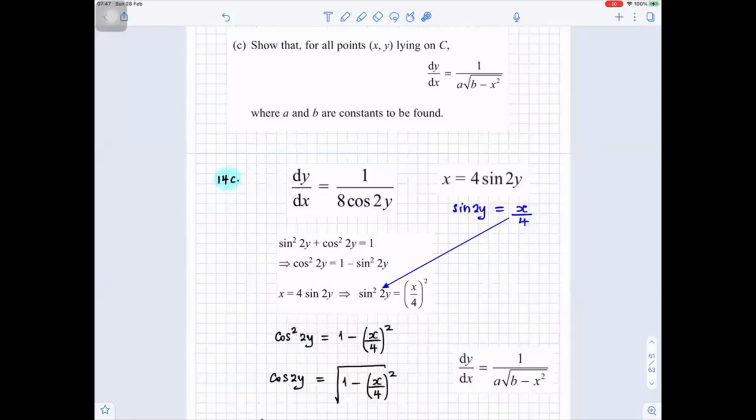So we have x equals to 4 sine 2y. So that means sine 2y is equals to x over 4, and sine squared 2y is equals to x over 4 squared. So we square that and square that. Now we know cos squared 2y is 1 minus sine squared 2y. So it's 1 minus x over 4 squared. We replace sine squared with x over 4 squared. Now take the square root. Cos 2y is the square root of 1 minus x over 4 squared.